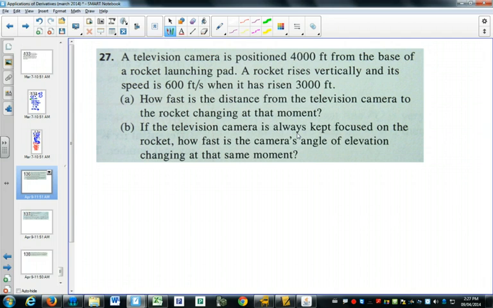Okay, so this part A is something we've already done with triangles. So we can draw a picture of this. We've got our rocket. What should we call it? The red rocket. There we go. And here it is, straight down, and here is the base. 4,000 feet from that is the camera. Does that look like a camera?